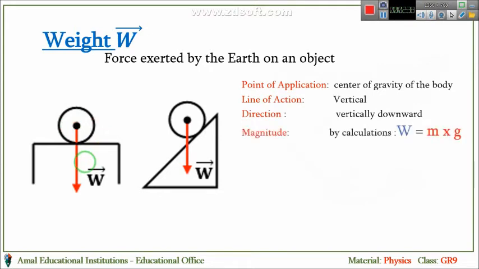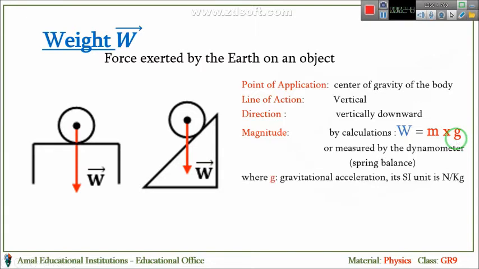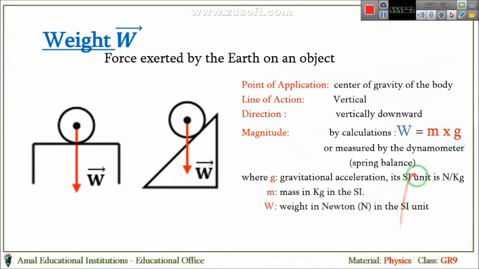The magnitude of the weight force can be calculated using the formula: weight is equal to the mass of the body times the gravity. The mass must be expressed in kilogram and the gravity must be expressed in Newton per kilogram, while the weight, which is the force, is expressed in Newton, its SI unit. This weight can be measured using an instrument called the dynamometer or the spring balance.